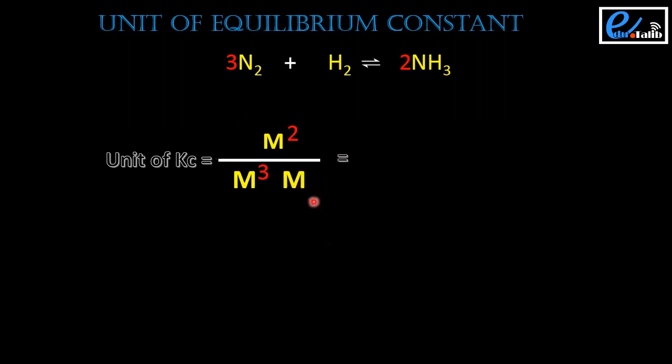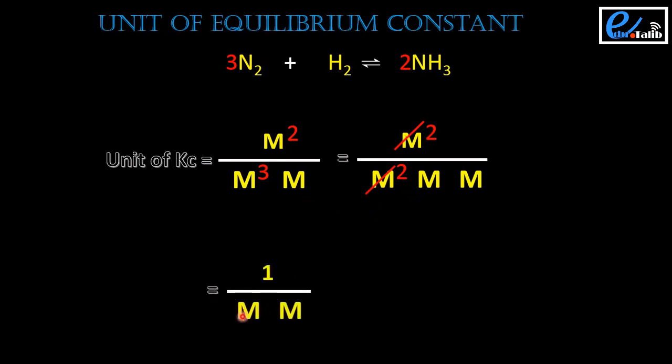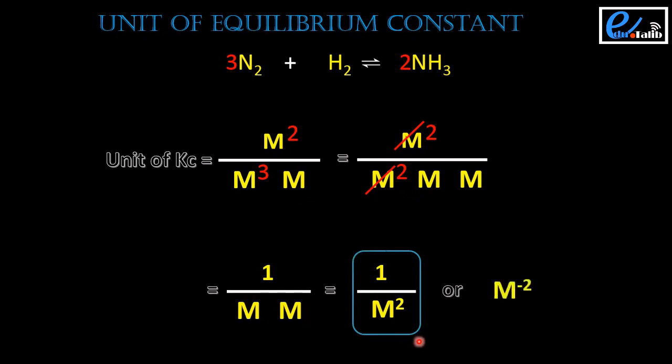Now we may write M cube by breaking it into M square multiplied by M. We have done this just to cancel out the M square by M square. Now what remains is 1 over M multiplied by M. So now we may write it as 1 over M square. So this is one of the units for this particular reaction, or it may be written as M to the power of -2. Thank you very much for watching.